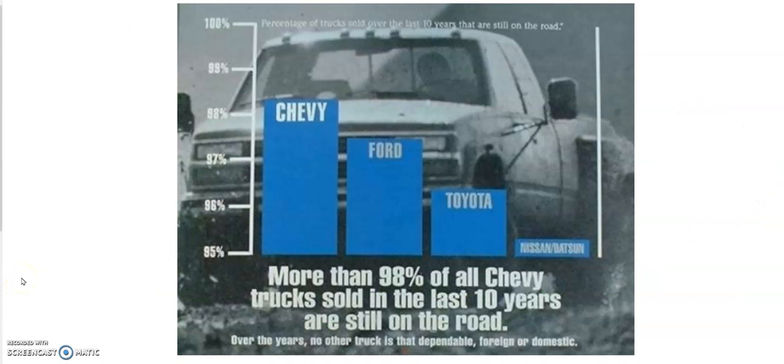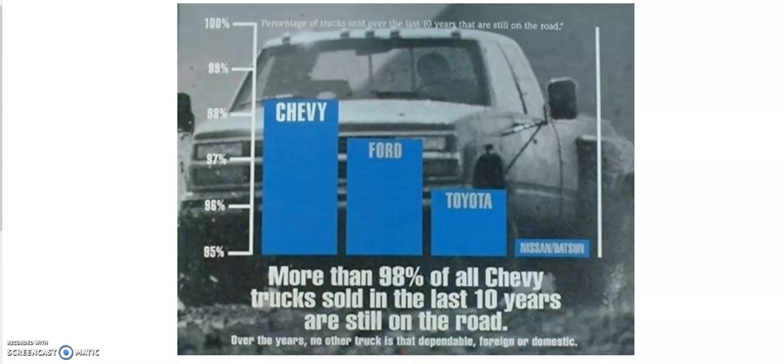So let's switch gears for a moment and talk about a visual issue and bias. I want you to look at this graph. I'm just going to tell you what this is. This is the percentage of trucks sold over the last 10 years that are still on the road. Okay, so I want you to think about this. Who do you think made this particular graphic?